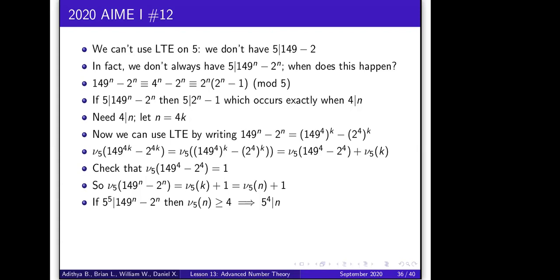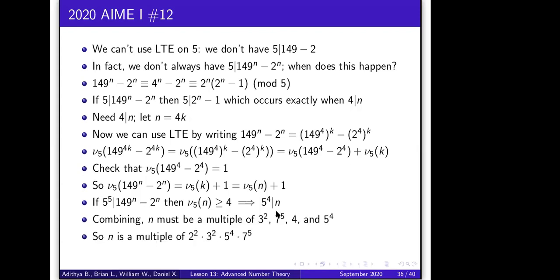Well, now let's just call it our conditions. So we know that n has to be a multiple of 3 squared, 7 to the 5th, 4, and 5 to the 4th. So now n has to be divisible by their product. These are all prime powers. So we get 2 squared times 3 squared times 5 to the 4th times 7 to the 5th. What we want to find is the fewest possible number of divisors of n. And this is clearly minimized when we choose n equals 2 squared times 3 squared times 5 to the 4th times 7 to the 5th.